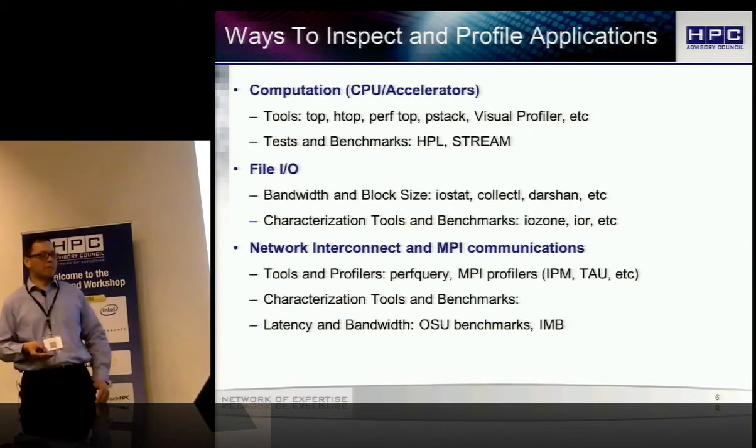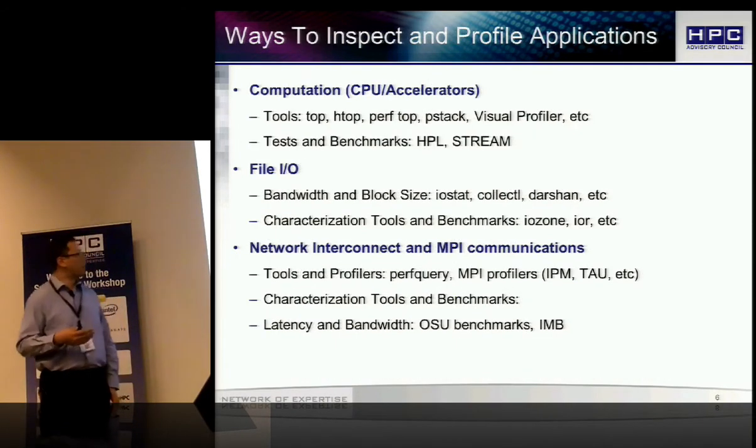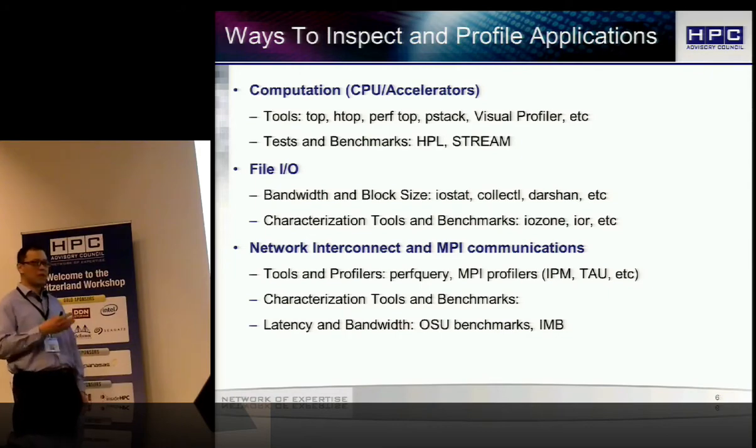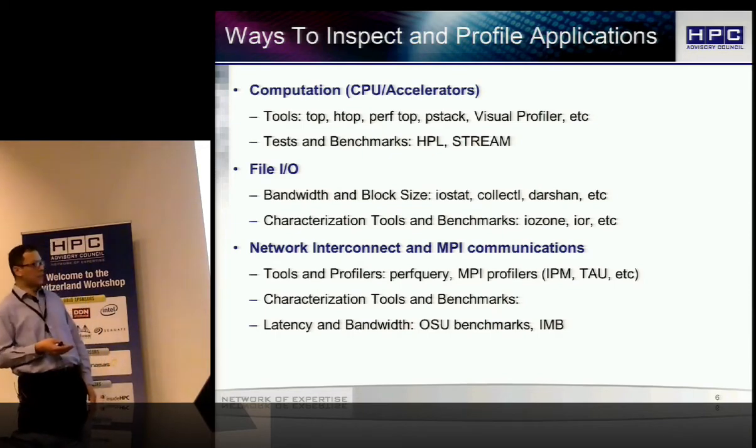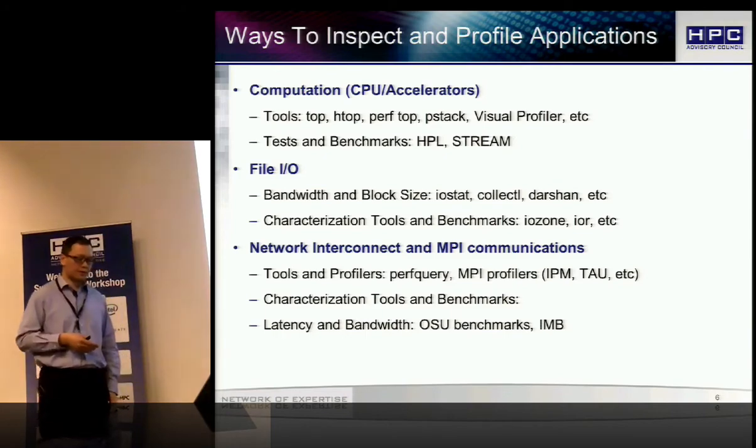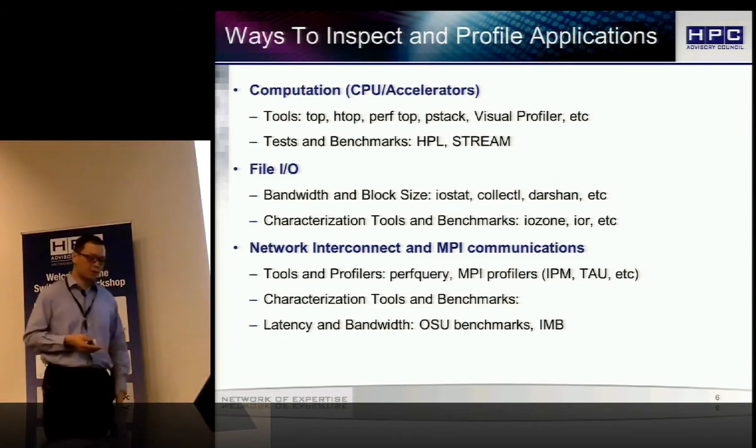Some of the tools and profilers that I use are listed here. In case any of you are interested, these are very well known, so you can get them from the web. I'm pretty sure some of you may know them already.